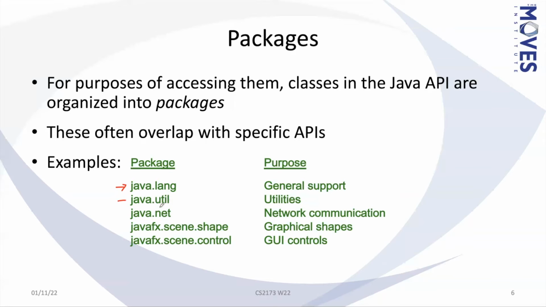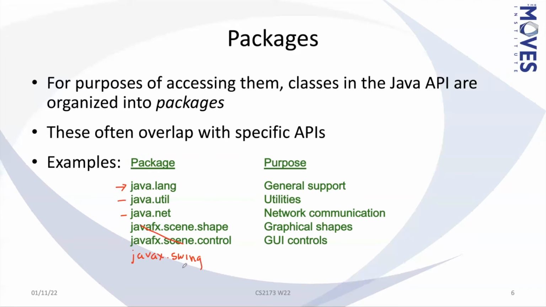java.util, util stands for utilities. So these are some utilities that are common helpers. java.net is another package for network communication. Again, these javax ones are not in the standard library anymore, so just be aware of that. Instead, there is javax, not JavaFX, javax.swing, which is what we will be using instead.